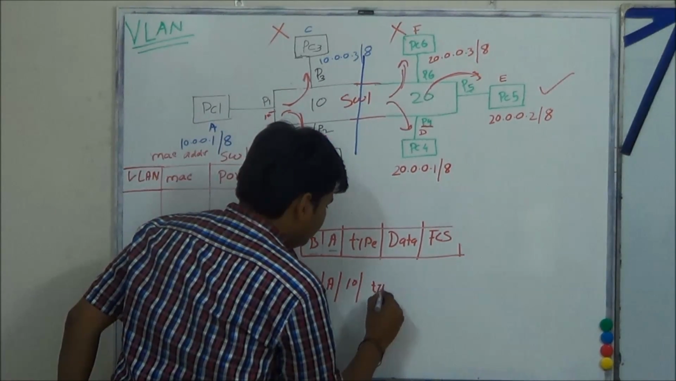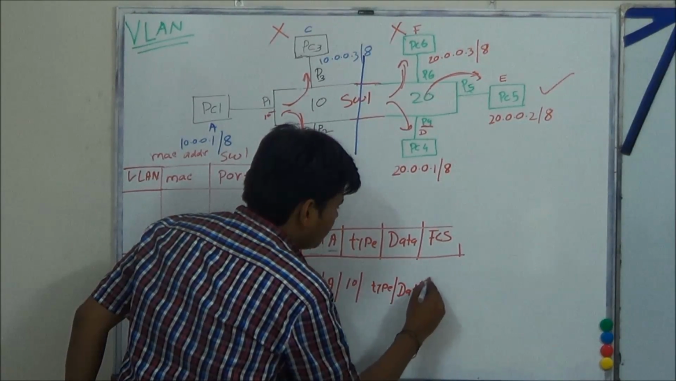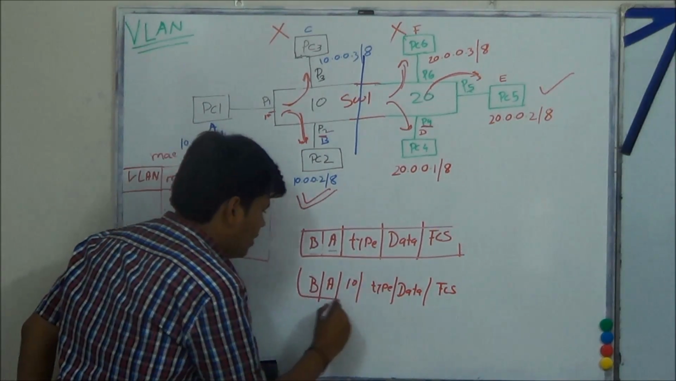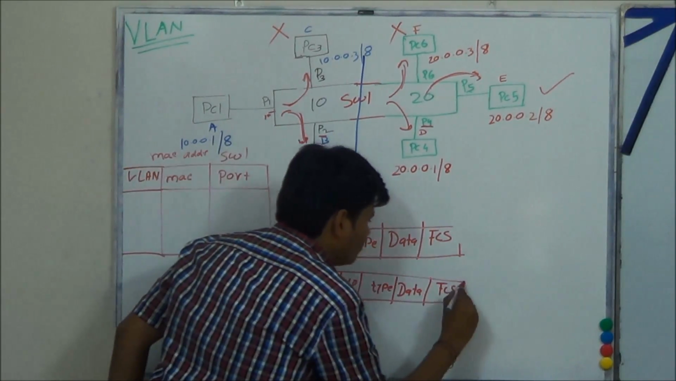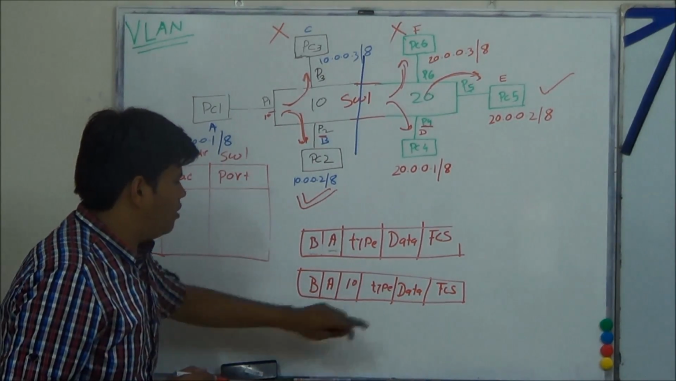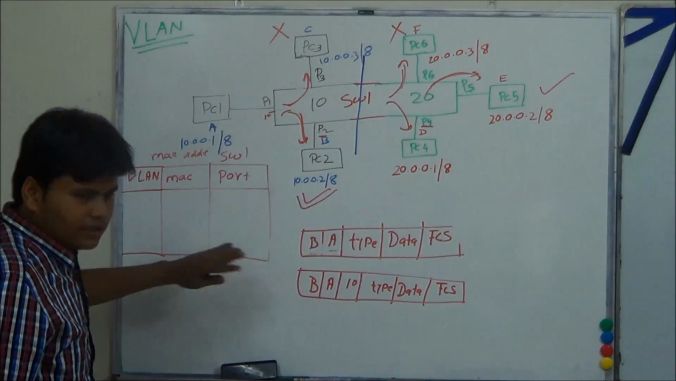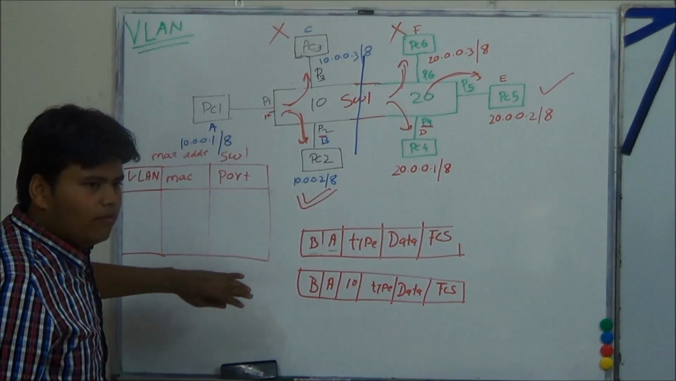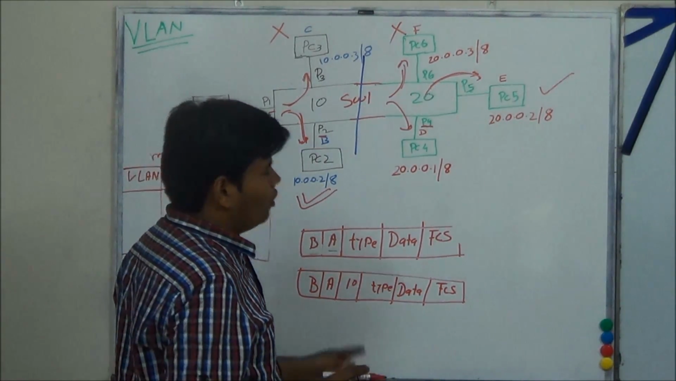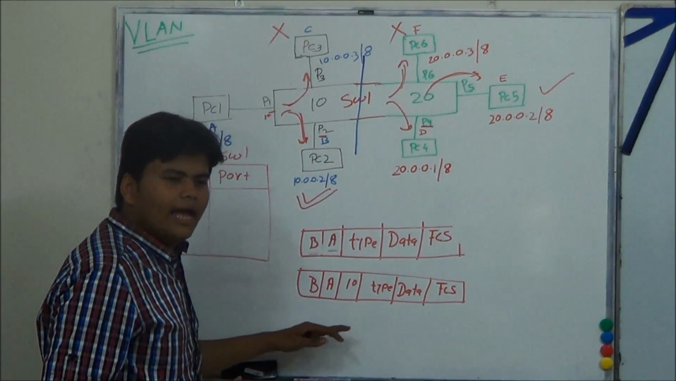Type field, data field and FCS, the frame check sequence. Now this VLAN tag is locally significant within a switch. As soon as the frame is sent out through the access port, the VLAN tag is removed.